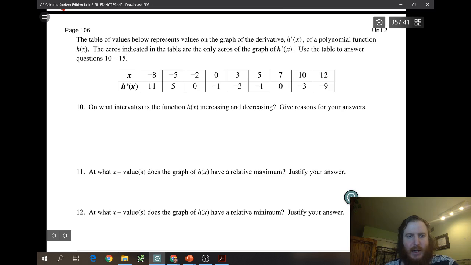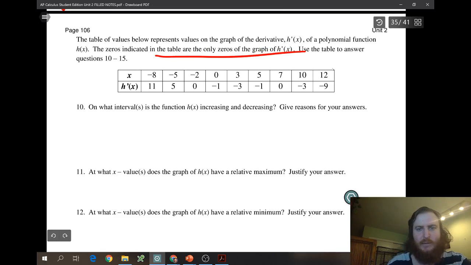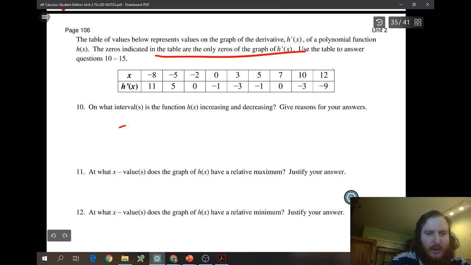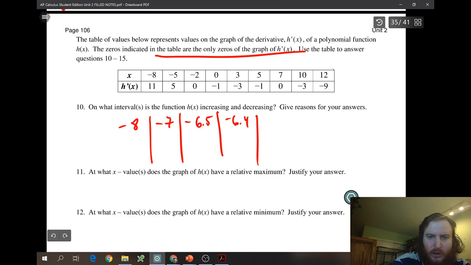The zeros indicated in the table are the only zeros. This is very, very important. If it doesn't tell you this, then we actually can't answer this question at all. Everything would be we don't know. And the reason for that is if there could have been other zeros, see how basically we have -8, -5. So we don't know what -7 was. We don't know what even -6.5 was or -6.4 was. We don't know what -6 was.